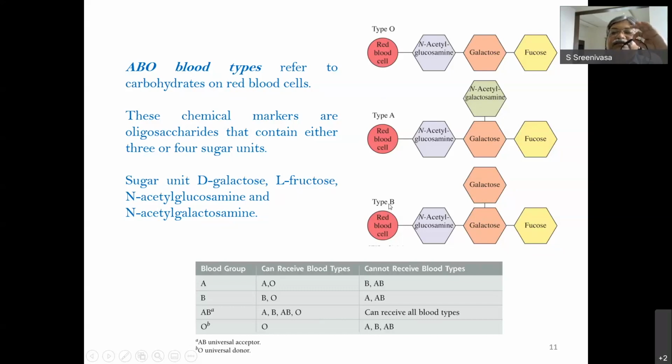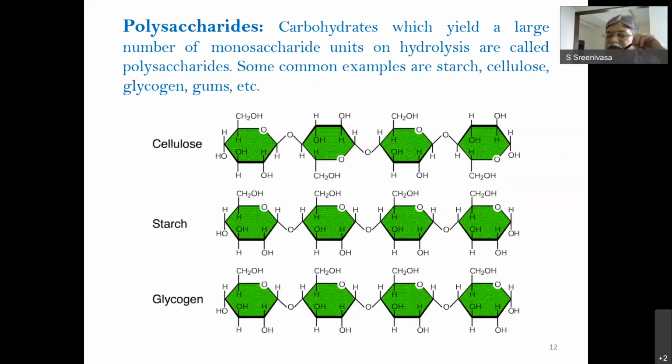Based on the nature of the linkage, the nature of your blood or the type of the blood also changes, and the same phenomenon is used while identifying the blood types. Okay, now we'll move on to polysaccharides. As per the definition, we know if more number of sugar units are linked to one another, then we call it polysaccharides. These on hydrolysis will give you monosaccharides, etc.